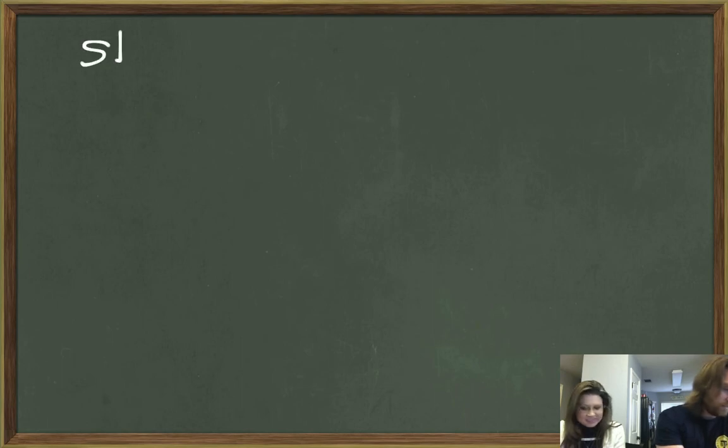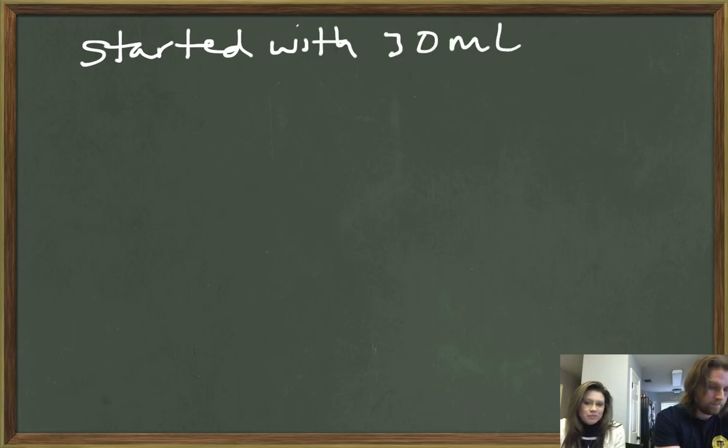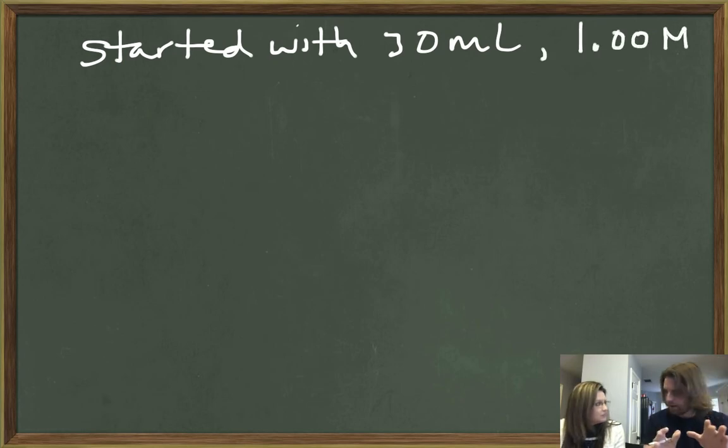Right, let's do one more. Oh, you know what? Let's talk about my lemonade. My stupid lemonade that you can't even tell it's lemonade anymore because it's all disgusting and pale yellow colored. I started with 30 milliliters of my lemonade. Your perfect lemonade. My perfect lemonade. It actually had a perfect molarity of 1.00 molar. That's perfect lemonade. You ruined it.